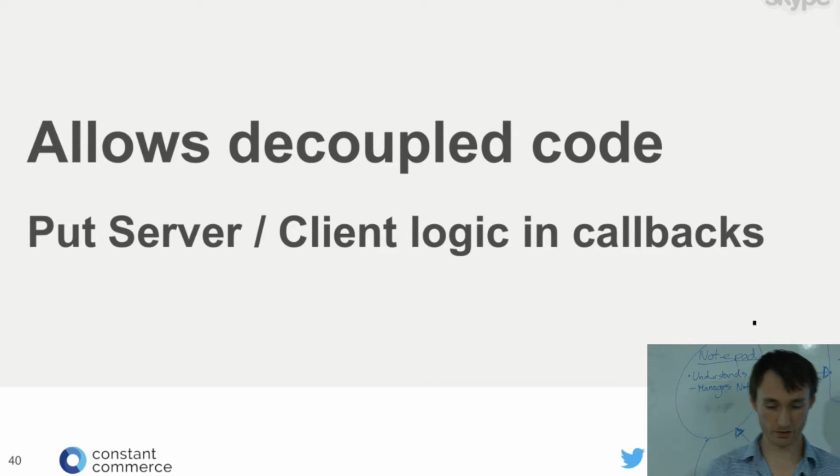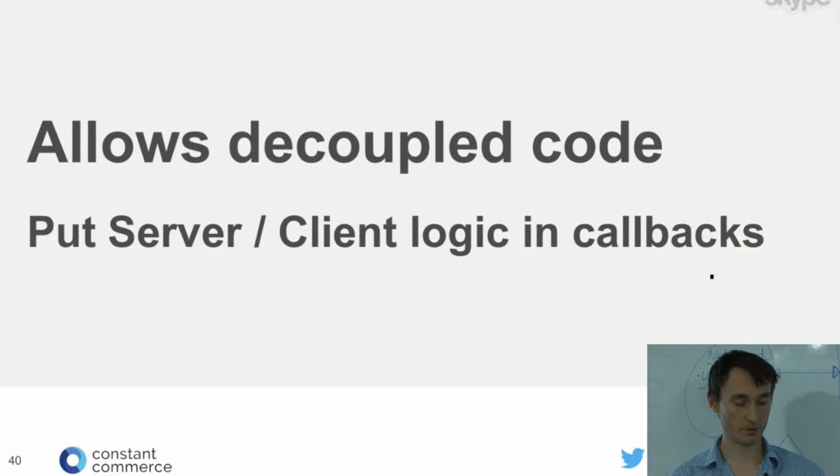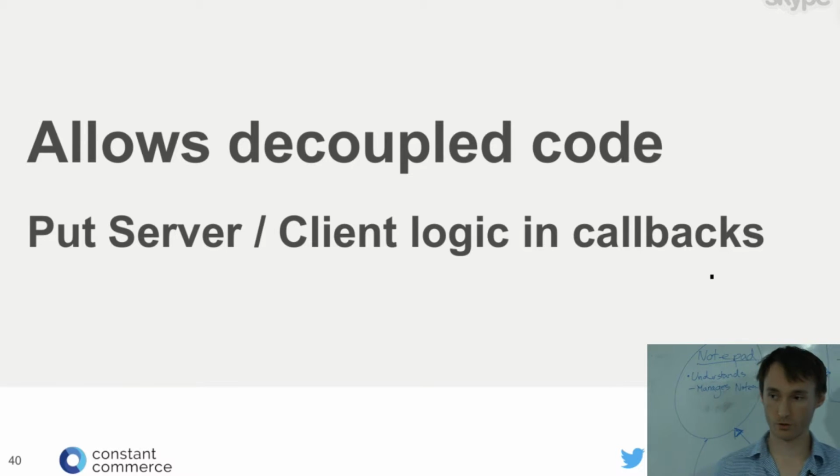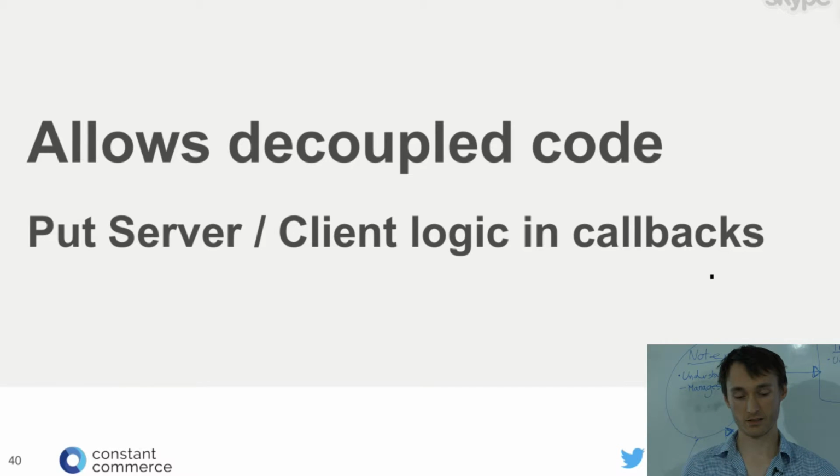It allows us to decouple the code between the server and the client. We have a server callback. So whenever we have a new client ready to connect to the server, we have a callback for this. And then we have also a callback when a client is ready to send the request.